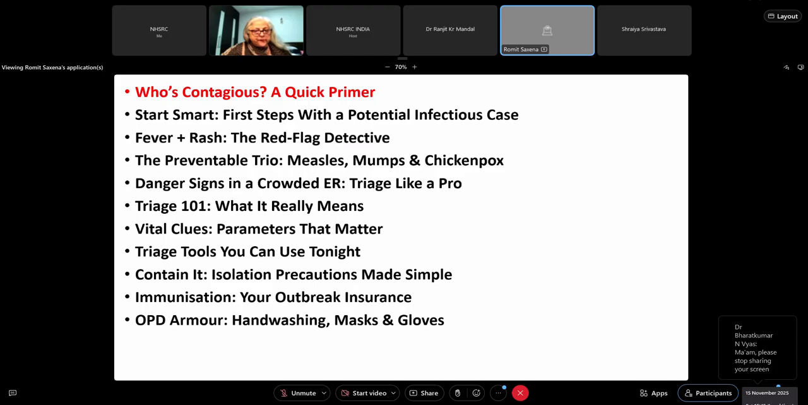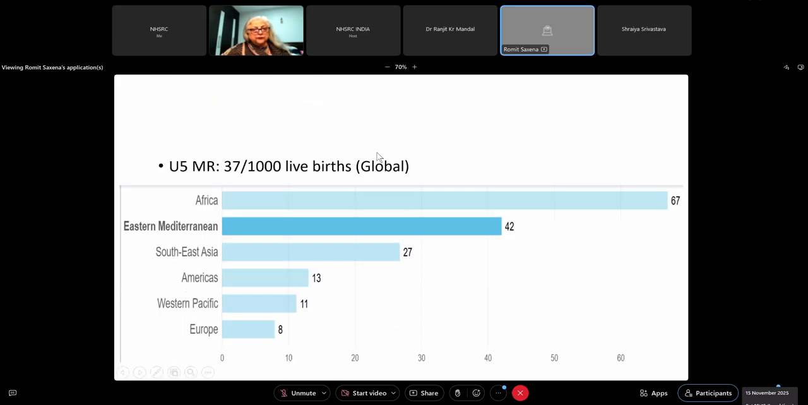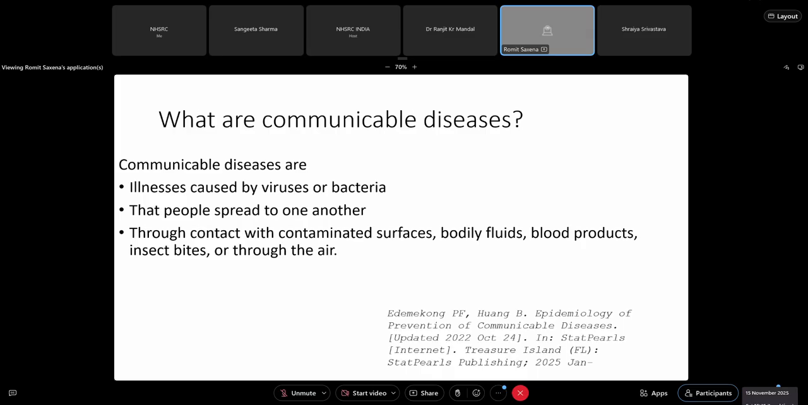So we'll be discussing communicable diseases in certain heads. Let's start with understanding what exactly is contagious, and just a quick primer on that, and why it is actually important for us to discuss this aspect. As you can see, up till now, overall in the world, 37 children out of 1,000 still do not cross 5 years of age. And this number is still 27, which means around 0.05% of kids who are born will not see their fifth birthday. And unfortunately, communicable diseases are a very important aspect which contribute to it.